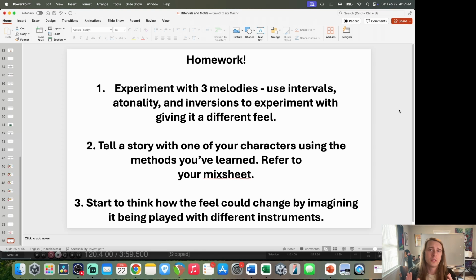Let's get into homework because I threw a lot at you. So first of all, I want you to experiment with three melodies that you have. Use the tools that we just learned. So use intervals, use atonality, and use inversions to experiment with giving it a different feel. Then I want you to tell a story using one of your characters or events that's in your mix sheet, and just pick one motif or one melody that you learned and then use these tools to tell that entire story. Again, it doesn't have to be anything fancy, just what I showed you right here.